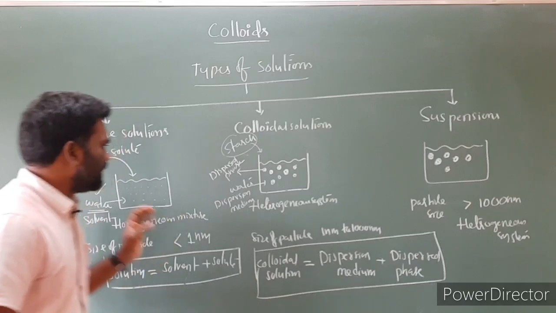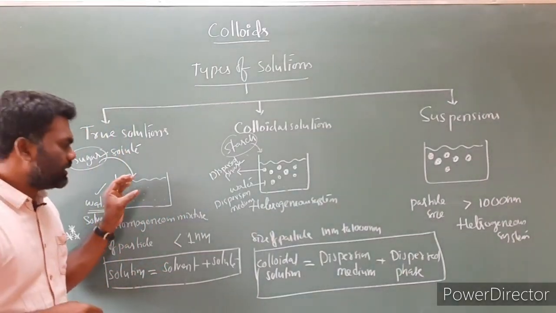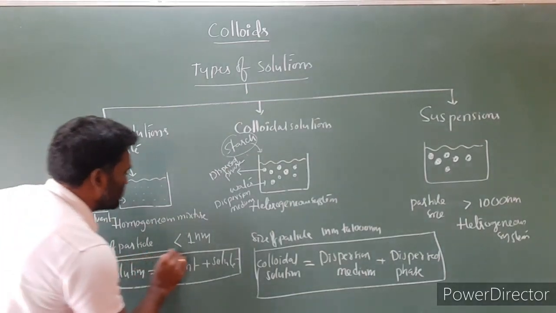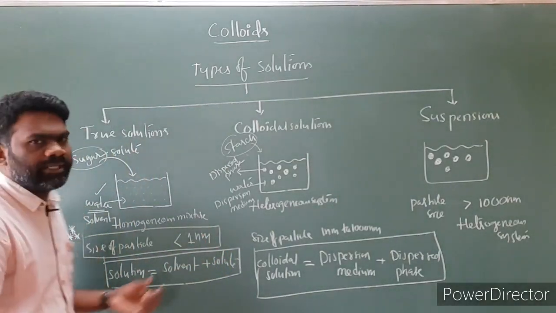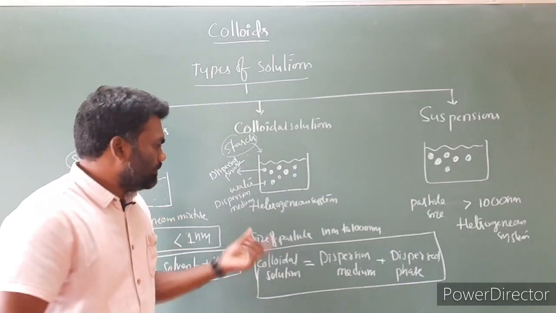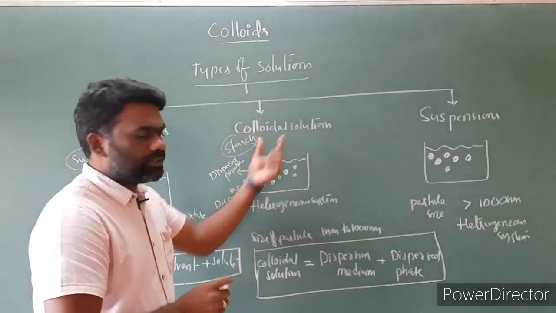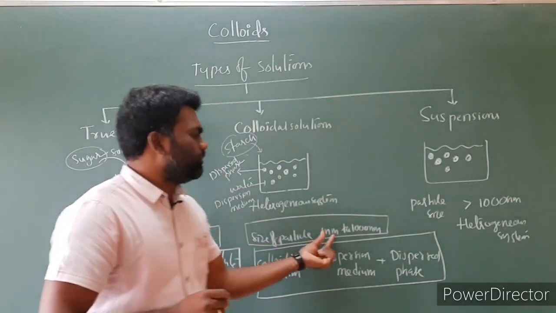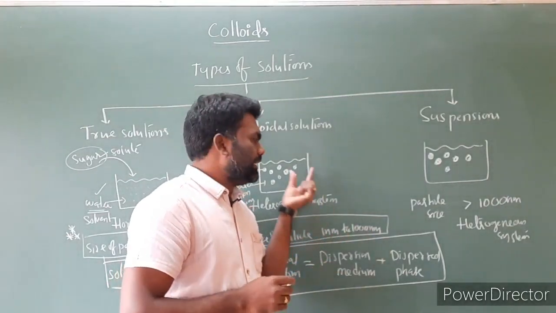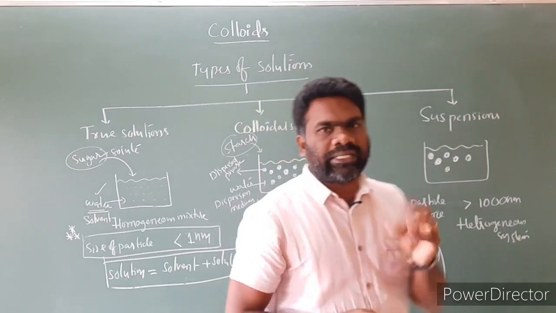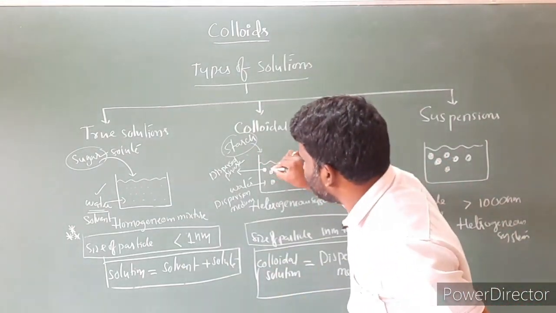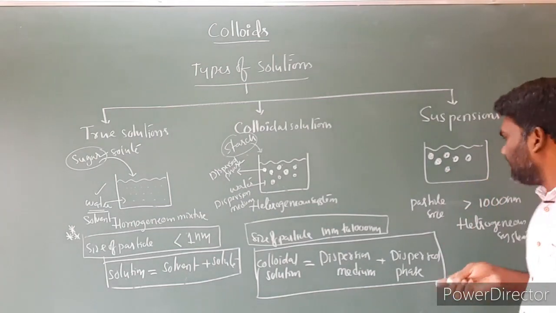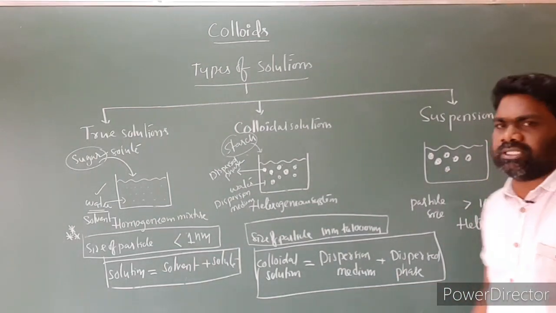Now what is the conclusion we got here? In the case of true solutions, the particle size is less than 1 nanometer. This is the key point. We cannot see them with our eye. But in the case of colloid solutions, the particle size ranges between 1 nanometer and 1000 nanometers. In the case of suspensions, the particle size is greater than 1000 nanometers.